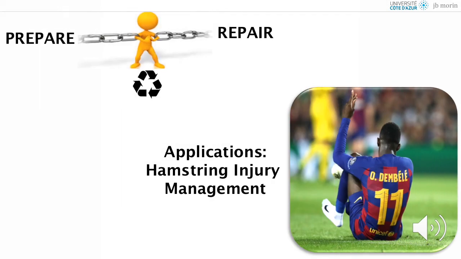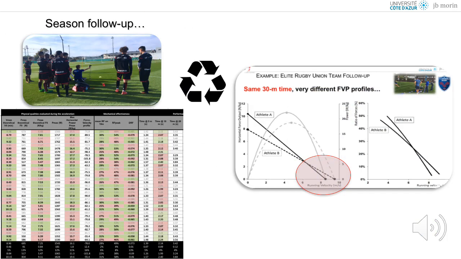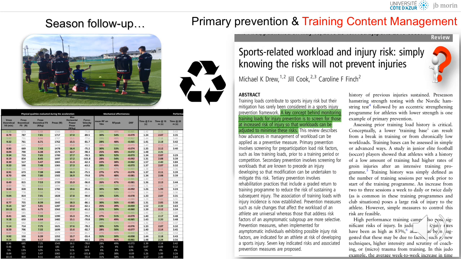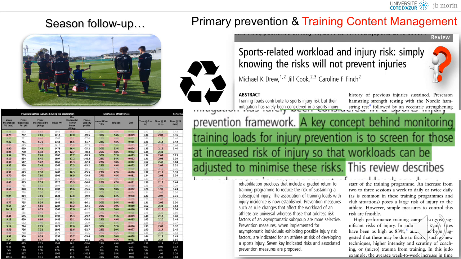We have been doing some research also on the injury side. How can we use the profile to help the hamstring injury management, for example? First, you can monitor the players and monitor the change in the profile, and maybe you can use that to help better design the training content and manage the training content. For example, as colleagues say in this very interesting paper, you can monitor the players to quantify their force and velocity capability so that the workloads are adjusted.